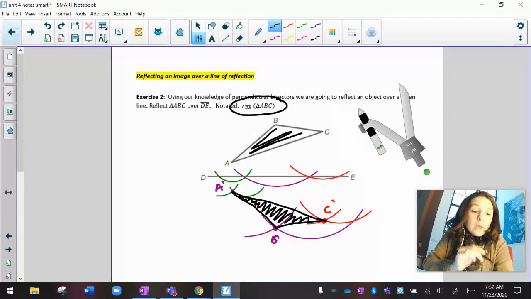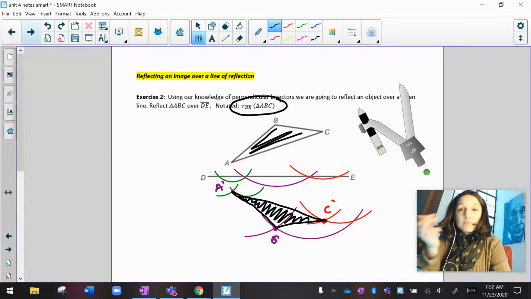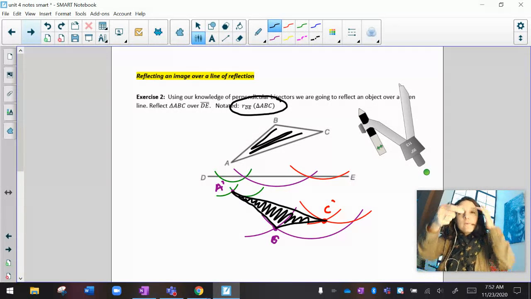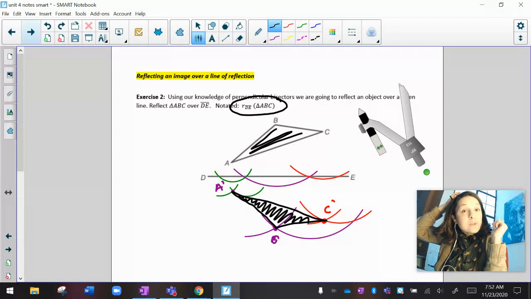Okay. So as far as constructing reflections, you need to know how to do 2 things. Find the line of reflection using a perpendicular bisector, or construct an actual reflection by doing 3 of the same arcs: 1 that hits the line twice, and then 2 arcs from those intersections.